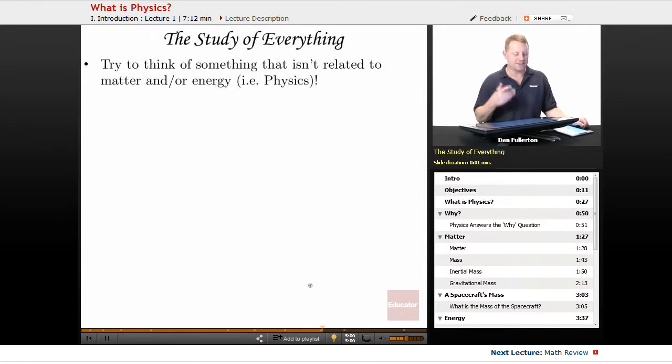So physics really then is the study of everything. Try to think of something that isn't related to matter and or energy. Really tough to find anything that doesn't relate to those. So physics is the overarching, the master science. And starting to learn about physics is going to help lead you into a better understanding of the world around you. Now, the study of everything is quite a syllabus for us to take on, so we're going to have to narrow that down a little bit in this course.